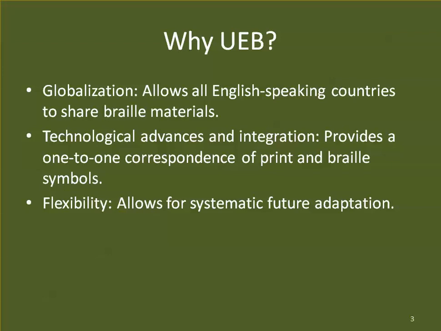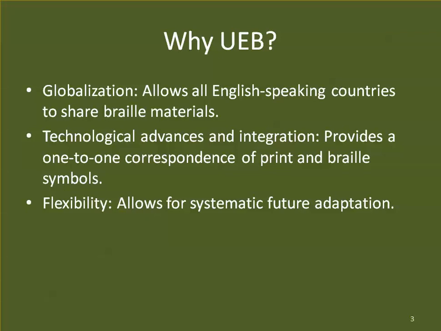So UEB provides a one-to-one correspondence of print and Braille symbols. It's much, much more one-to-one than our previous code has been. So a dot is a dot no matter what, no matter where. A dollar sign is a dollar sign no matter what, no matter where, that sort of thing. There's very little ambiguity in trying to decipher what those 6 dots mean.